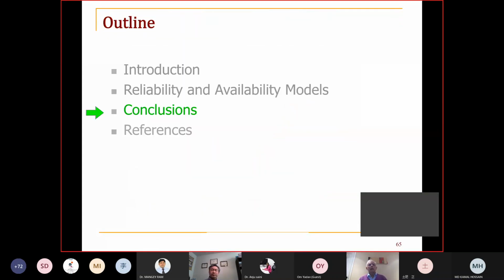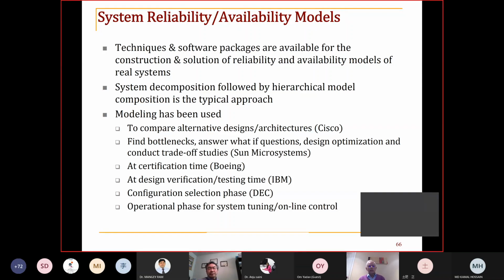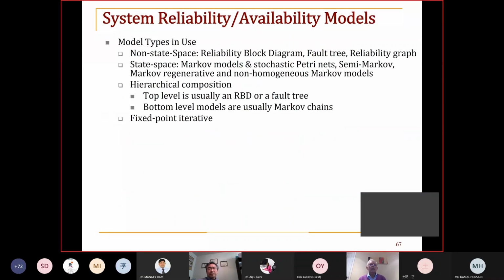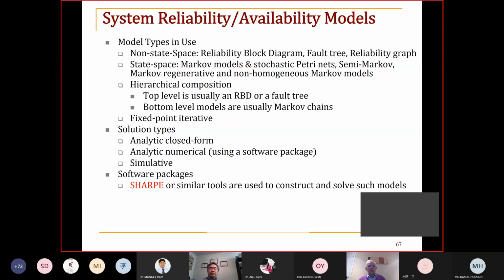And so at this point, I would like to close and say that techniques and software packages are available for the construction and solution of reliability and availability models of real systems. System decomposition followed by a multi-level model composition is the typical approach. And the modeling has been used at many different companies by me and others, as put in the slide here. And the model types in use are non-state space models or state space models and hierarchical composition or fixed point iteration. Model solutions can be analytic closed form, analytic numeric, or simulative. And software packages, SHARPE or similar tools, are used to construct and solve such models.